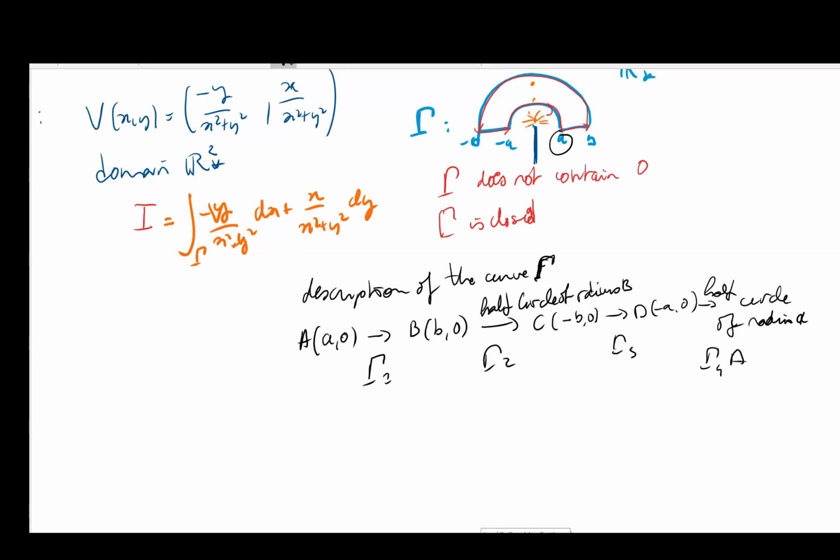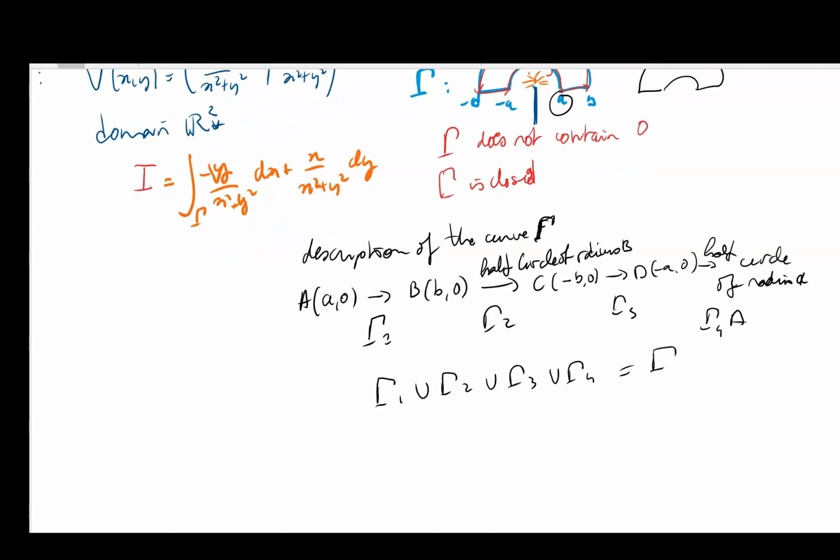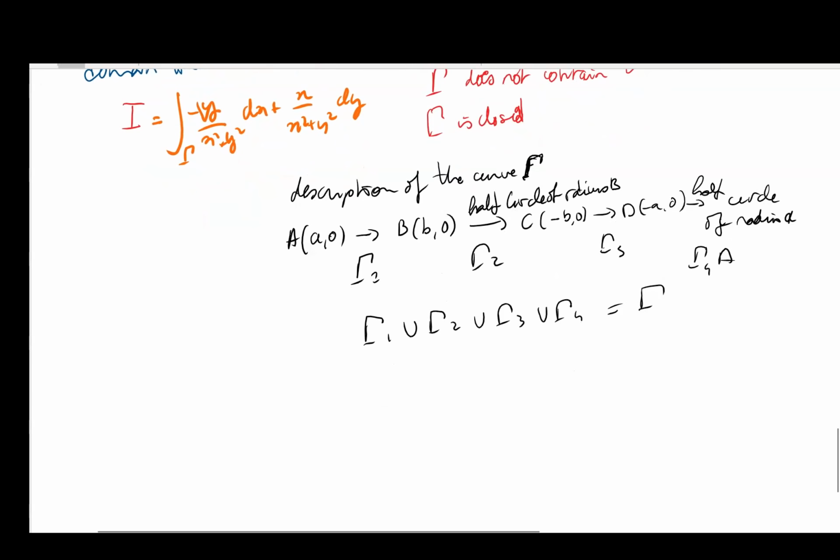Straight line, half circle, straight line, other half circle. And I can say that gamma 1 union gamma 2 union gamma 3 union gamma 4 is the whole curve gamma, so that I can use something like Chasles' theorem. The line integral on the whole of gamma is going to be the sum of those sub-integrals. Now I need to find parametric descriptions of all these pieces.